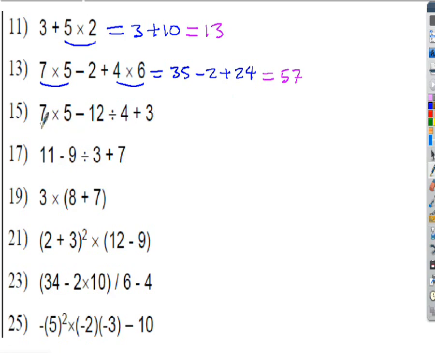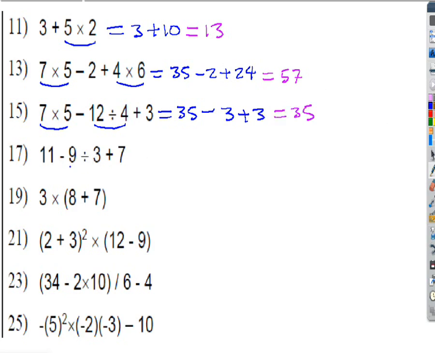Question 15, the precedence lies here with multiplication and here with the division. So we must undertake them first. So 7 multiplied by 5 is 35. And we're subtracting 12 divided by 4, so that's 3, and then we're adding 3. So I can clearly see that's going to be 35.